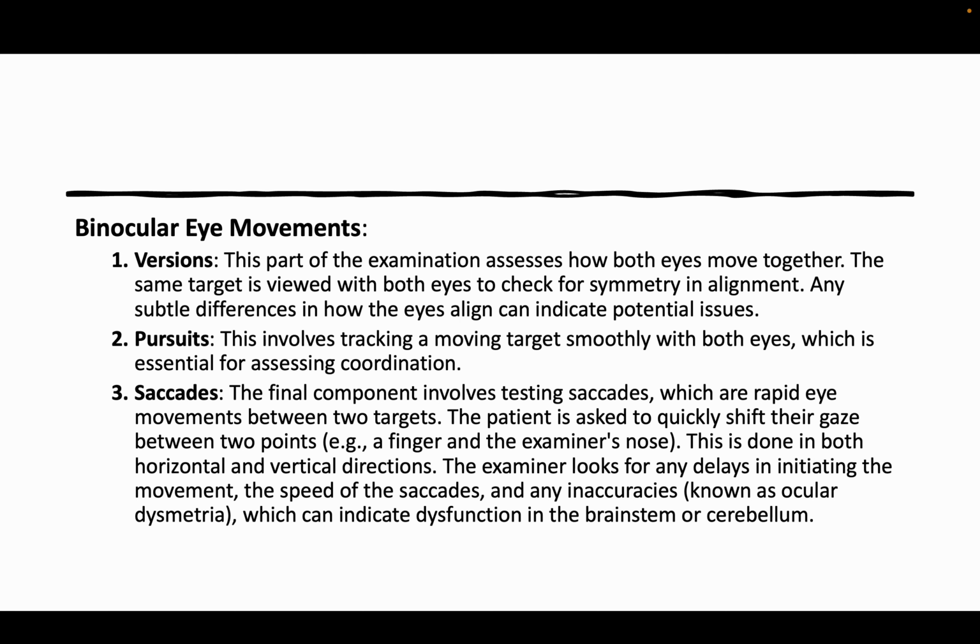So saccades and pursuits are mainly a function of the brainstem and cerebellum. So always, if there is some conjugate movement defect in saccades and pursuits, look at brainstem and cerebellum problems. Mainly the brainstem is the problem. So this is helpful in diagnosing.